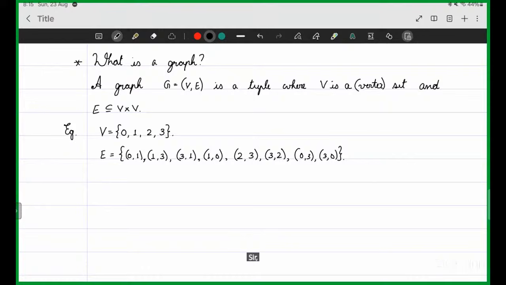Sir, the number of elements we take depends on the given question, right? Yes, this is a particular example that I have taken.